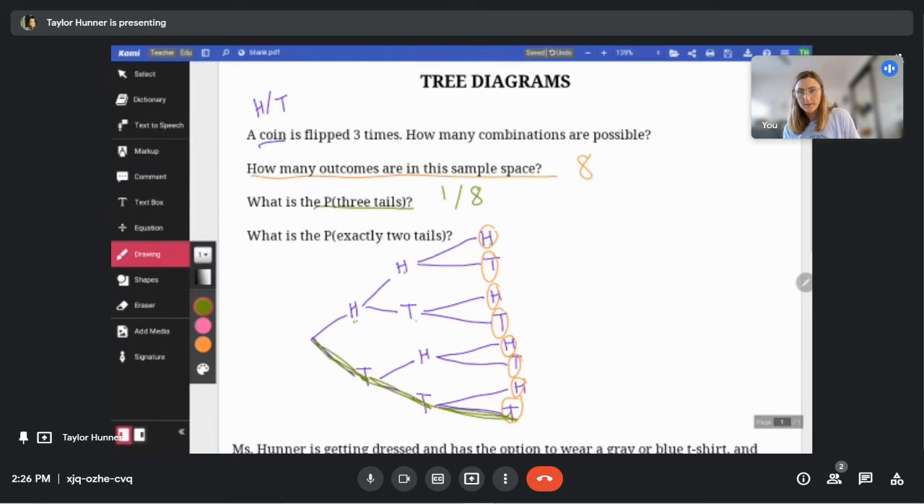What is the probability of exactly 2 tails? So I could get heads first. I could go here. And then I would have to get tails, and then I'd have to get tails again. So this is 1. If I got tails first, I could get heads, and then I could get tails again. So this is 1 option. If I got tails first, I could get tails a second time, and then I could get heads because it has exactly 2, not more than 2. So I have 1, 2, 3 possibilities out of my 8 total. So this would be 3 out of 8 is the probability of getting exactly 2 tails.